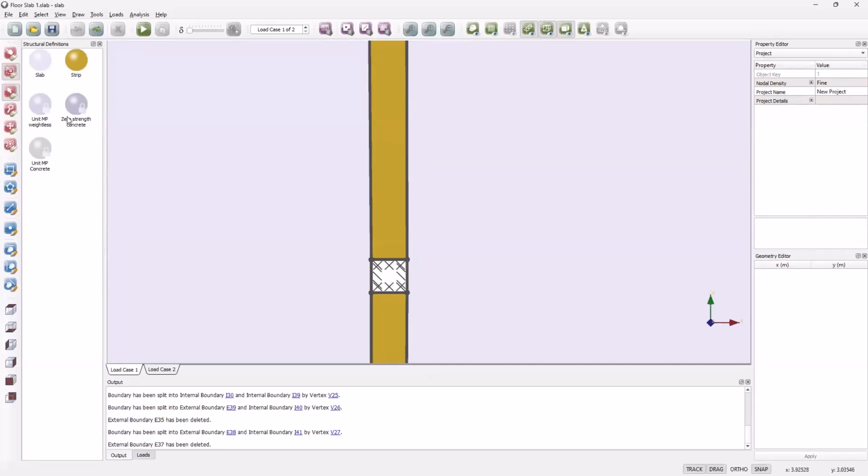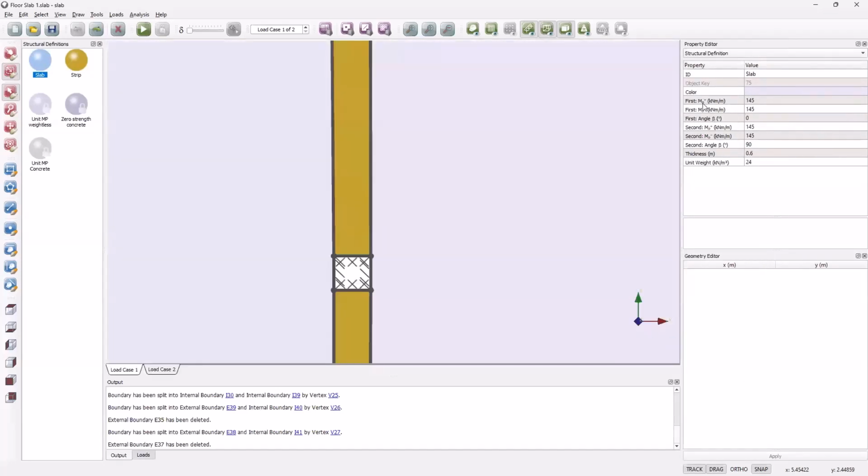Another question, can you look at skew reinforcement? And the answer to that is yes. So if I select the slab structural definition on the left-hand side here, we can see that actually we have two angles that we can introduce into this structural definition. In this particular case, we're just following the normal Cartesian directions, but you can add in obviously an angle of your own choosing. So effectively you determine the line about which the moment is acting, and you can add that angle in there.